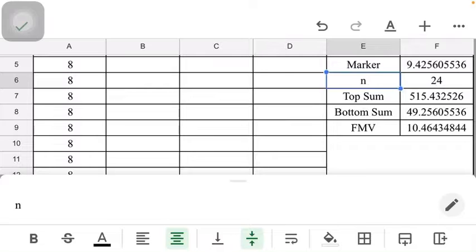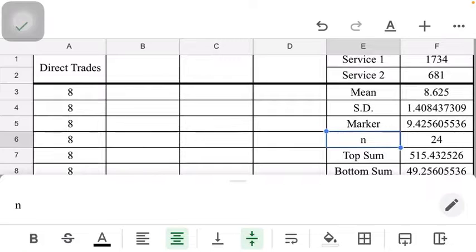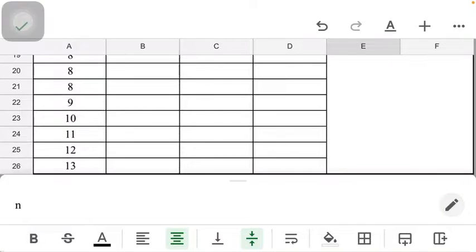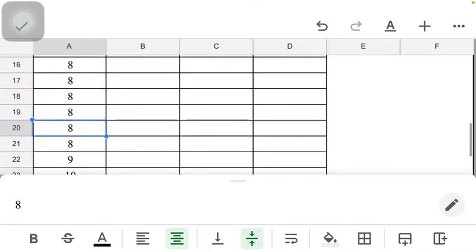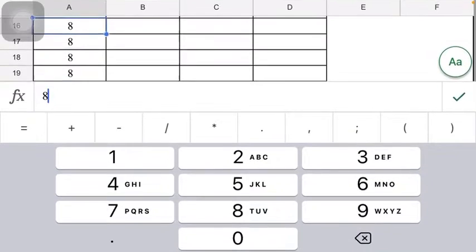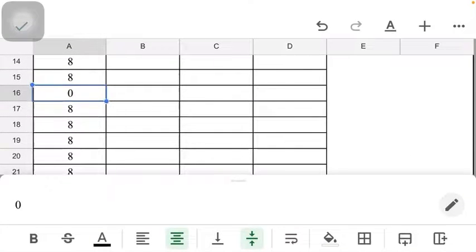Okay, so let's go over this. So the marker says 9.425. So that means that we need to round up, so anything past 10 trades is irrelevant. So 1, 2, 3, 4, 5, 6, 7, 8, 9, 10. So right here, this is irrelevant data. So what we can do is put this as a 0, and then we'll assign everything else above it a 0.